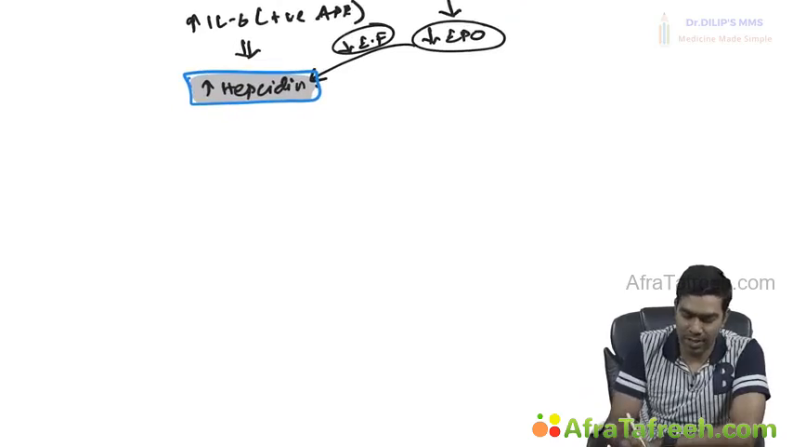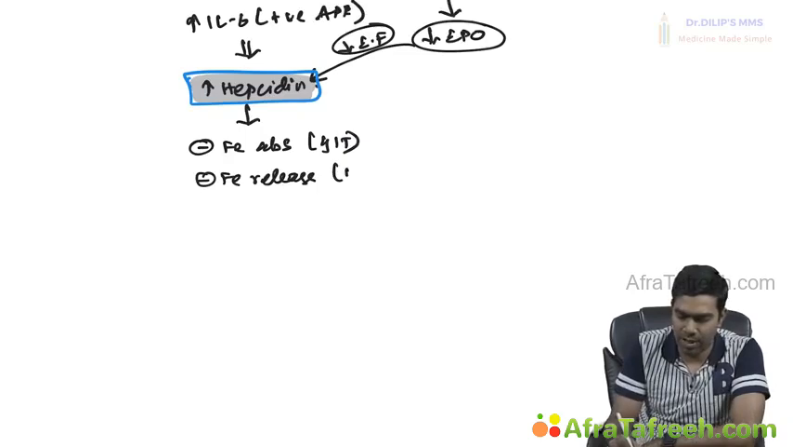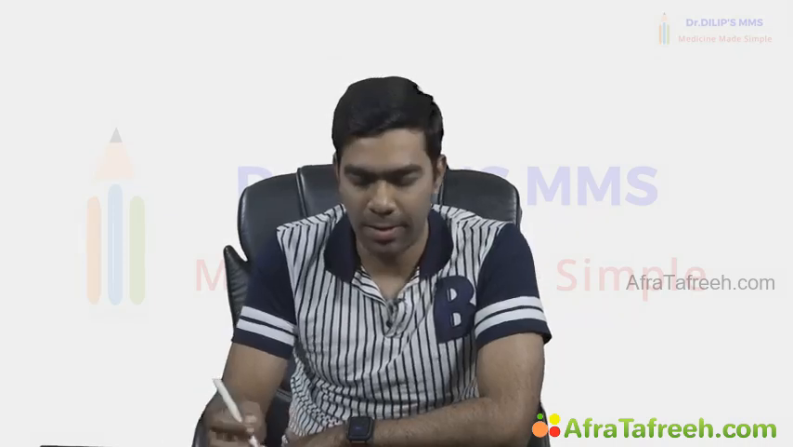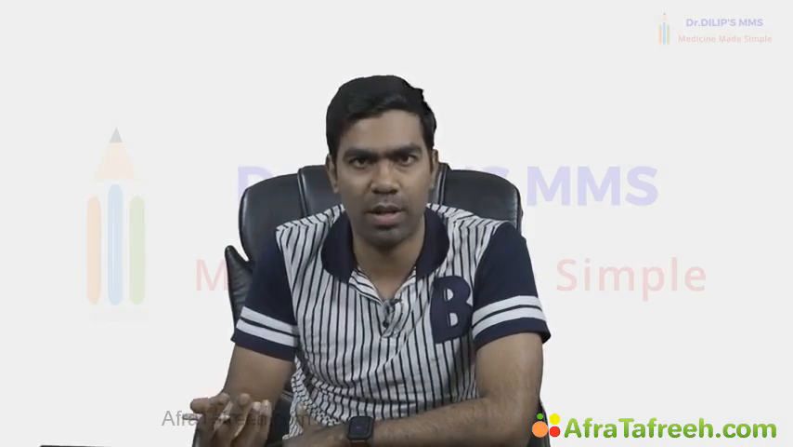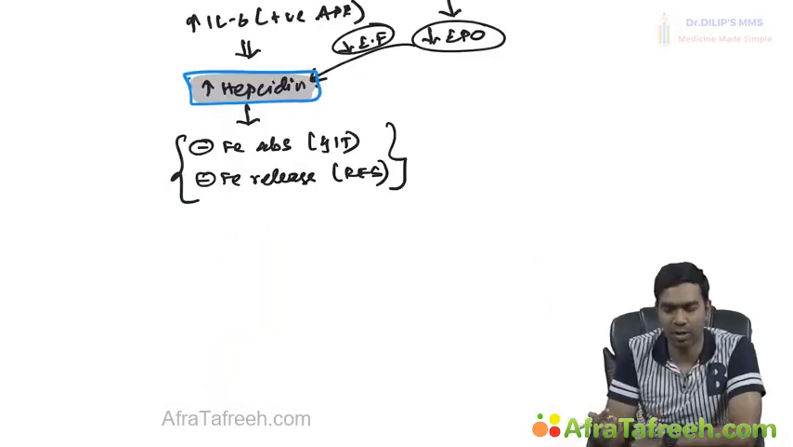So whenever you have an increased hepcidin, it's going to shut down the portal, which means it is going to inhibit the iron absorption in the GIT, as well as inhibit the iron release from the reticuloendothelial system, which means your serum iron is going to be decreased a lot. And once the RES does not release iron, once the GIT does not absorb iron, the storage forms cannot be released for utility. At the same time, iron also cannot be absorbed.